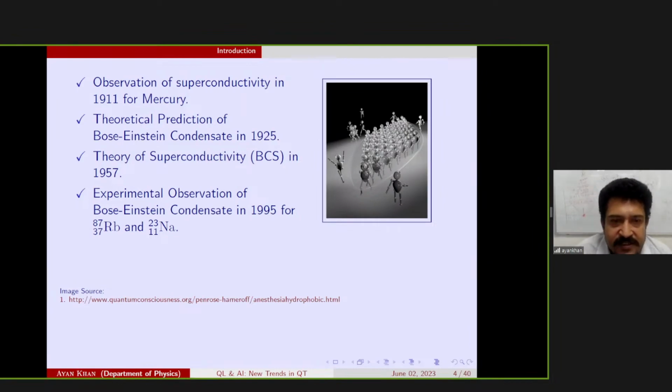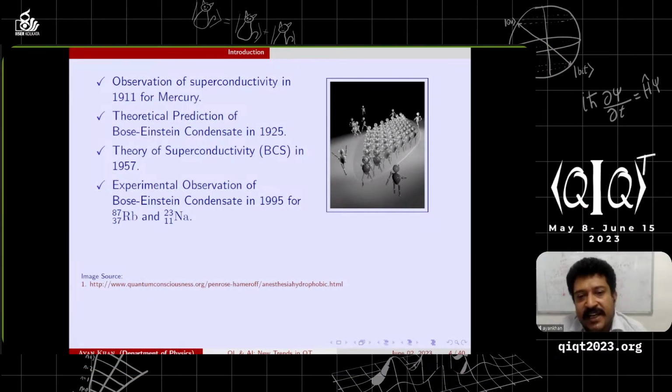And ultra cold gas research, superconductivity, and the Bose-Einstein condensate are a very good example of how each one complements the other. For example, superconductivity was first observed experimentally in 1911, and the Bose-Einstein condensate was predicted theoretically in 1925. The theory of superconductivity came in 1957, whereas experimental observation of the Bose-Einstein condensate for weakly interacting atoms came in 1995. So in some cases theory comes first, in some cases experimental observation comes first, but both complement each other beautifully.